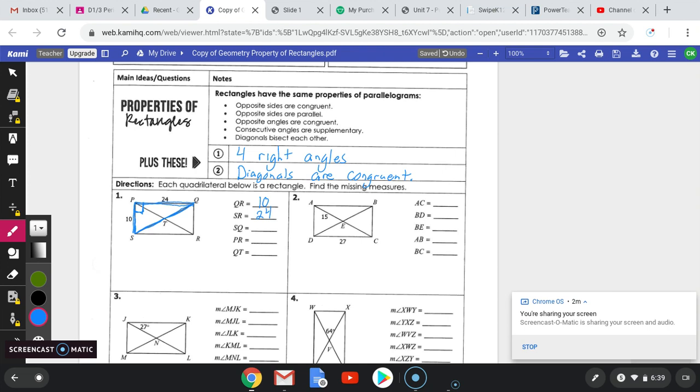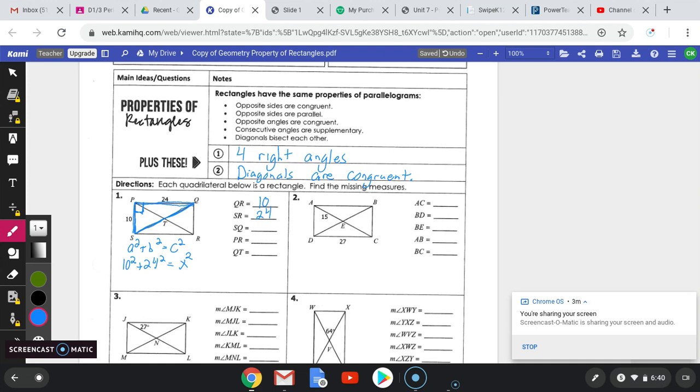So what formula have you learned in the past to deal with a right triangle? Hopefully you remember the Pythagorean theorem: a squared plus b squared equals c squared, where c is the hypotenuse and a and b are really interchangeable. Here, which part of this triangle is the hypotenuse? That's right, it's SQ. So to find SQ, I would have to do 10 squared plus 24 squared equals, we'll call it x squared.